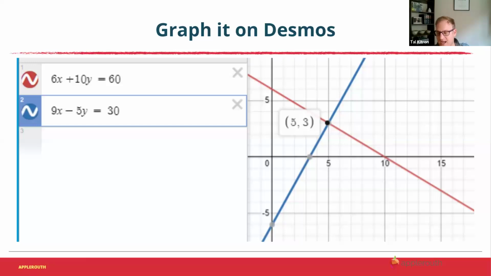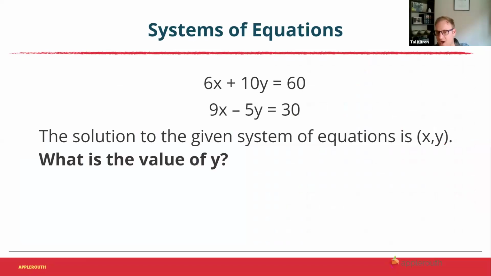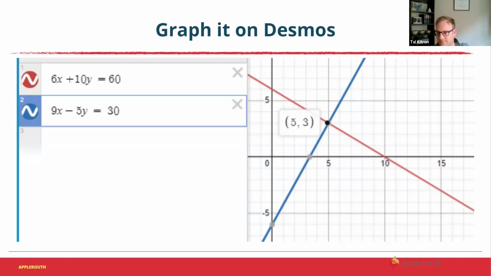And boom, it's there. I just need to know if I'm solving for X or Y. They said Y. The answer is 3. Easy as it gets. The only risk we run is solving for X instead of Y, or typing it in the wrong way, which is a risk.